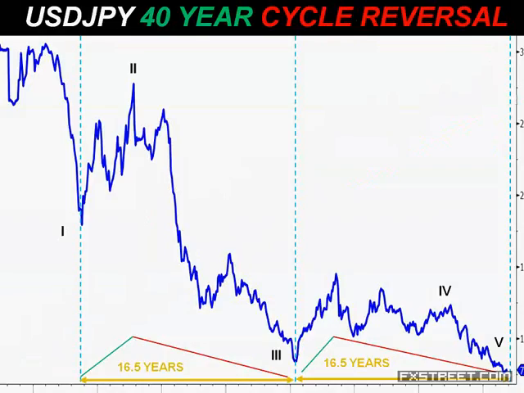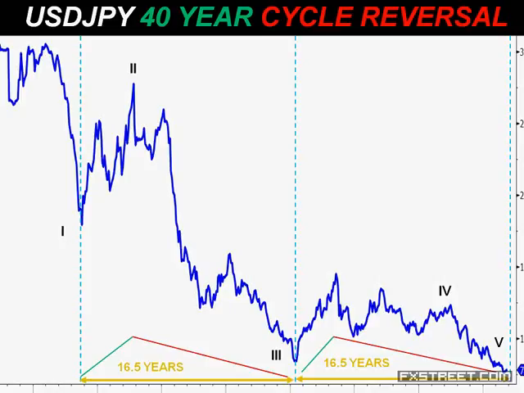Now, the long-term cycle that I've been talking about for so long is this chart, and I can send you the full report. Just send me an email and I can send you the full report that I published some time ago, which includes this chart. And this is a chart of the dollar yen history going back to the 1970s.